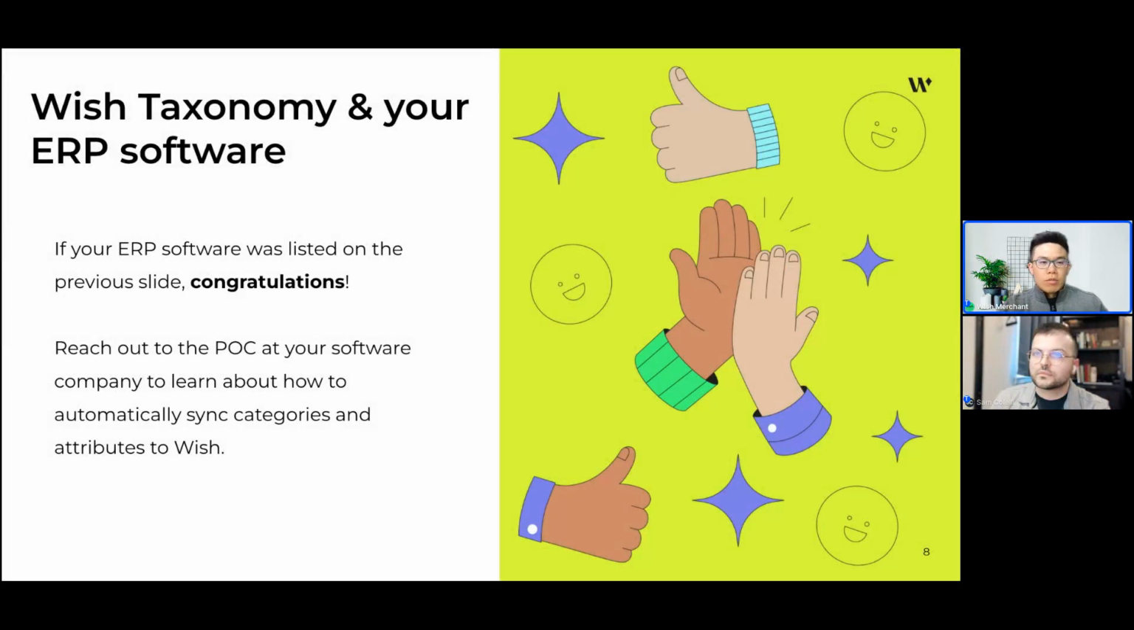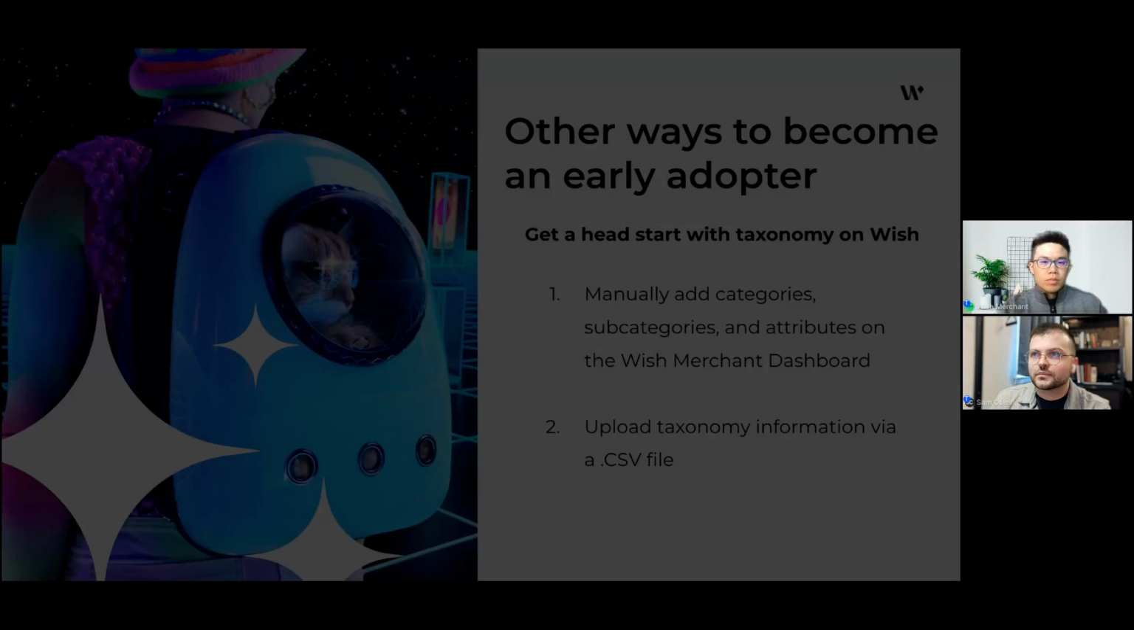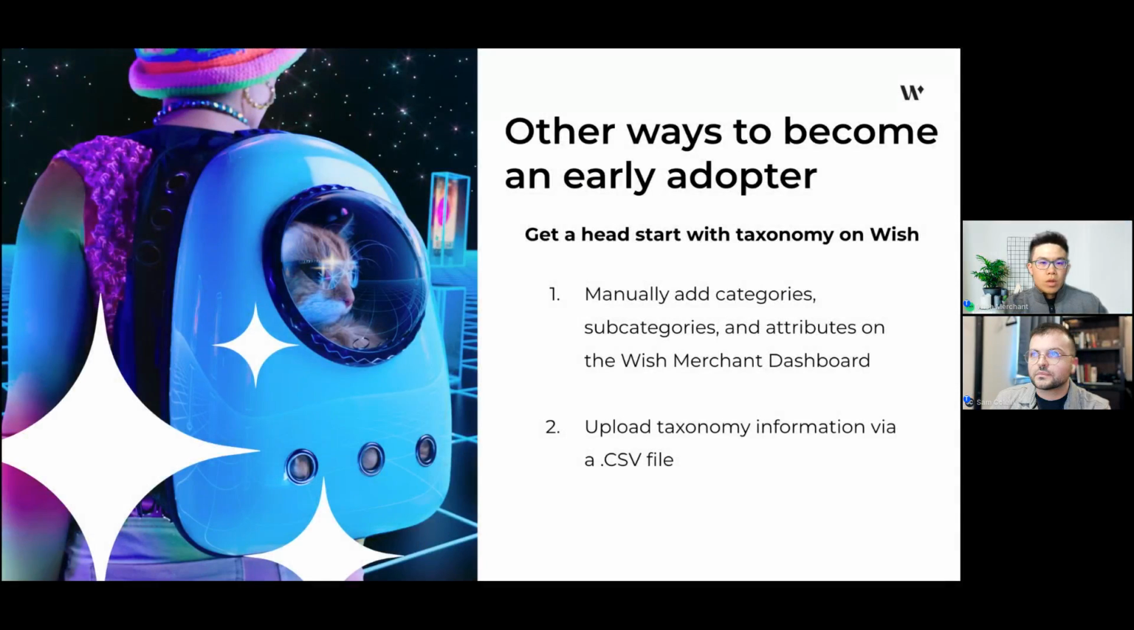If your ERP software was listed either in North America, APAC, or Europe, reach out to your point of contact at that company and learn about how you can automatically sync your categories and attributes to Wish. There are other ways to become an early adopter. You can manually add your categories, subcategories, and attributes on the Wish merchant dashboard if you don't want to wait, or upload taxonomy information via a CSV file.